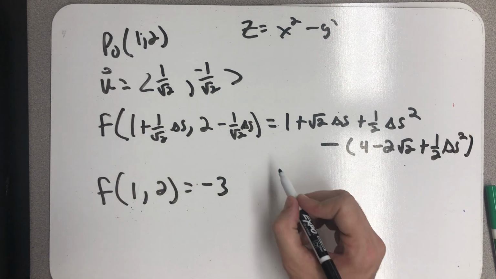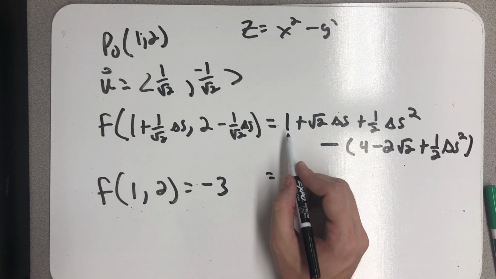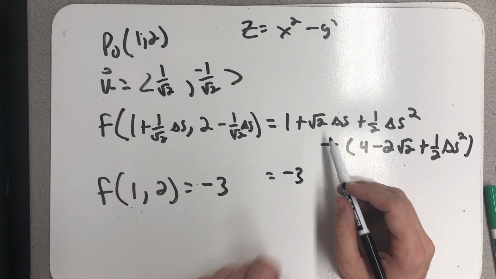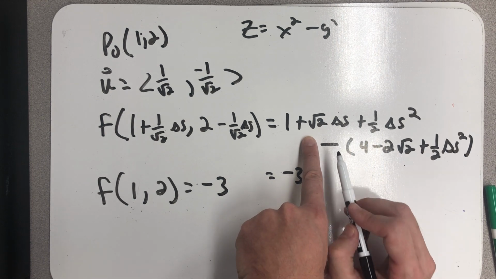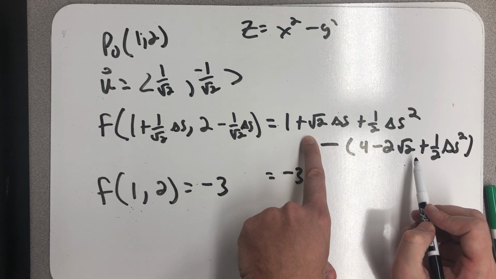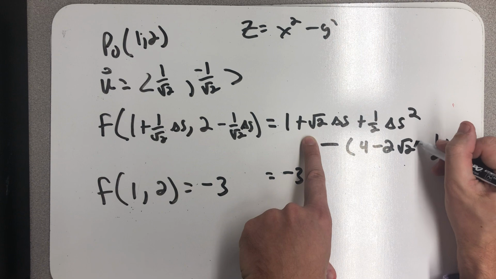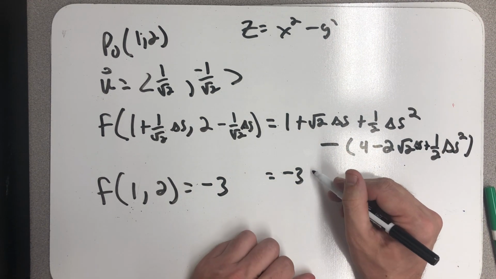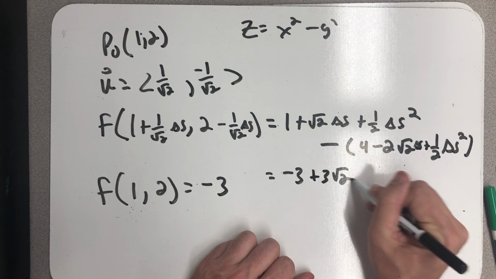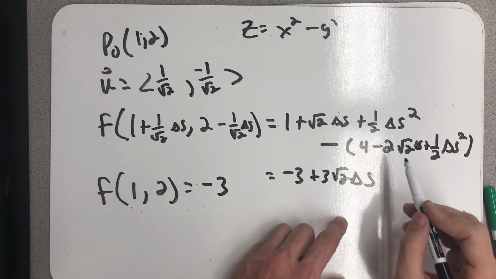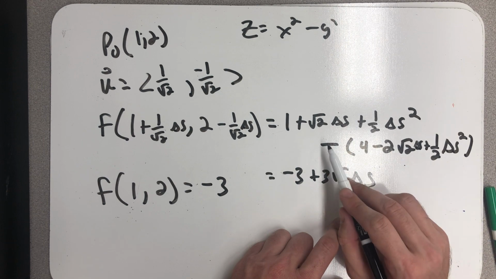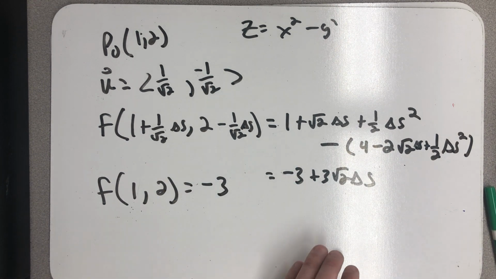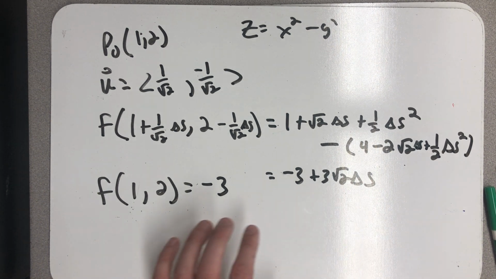Let's go on and simplify this. So I have 1 minus 4 is minus 3. I have root 2 delta s plus 2 root 2 delta s, and I left out a delta s there. So root 2 delta s plus 2 root 2 delta s, so plus 3 root 2 delta s. And then I have a 1/2 delta s squared minus a 1/2 delta s squared, so I'm done. That's my final result. So on the top of my fraction, I'll have this minus this.